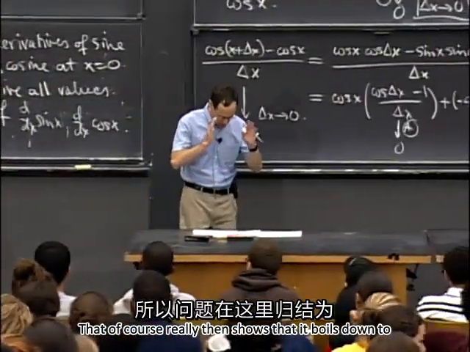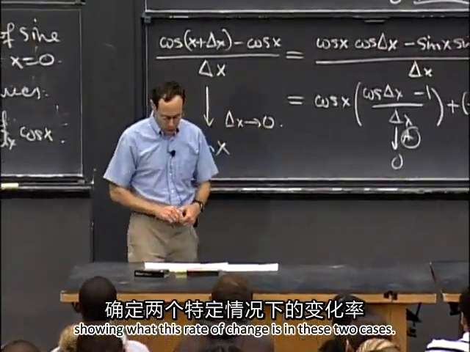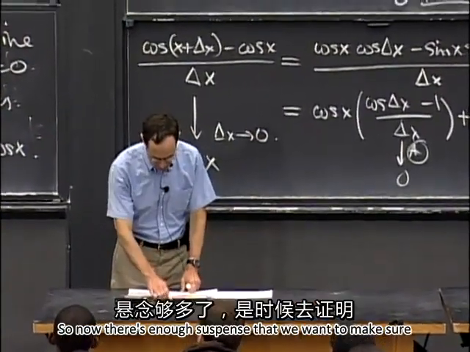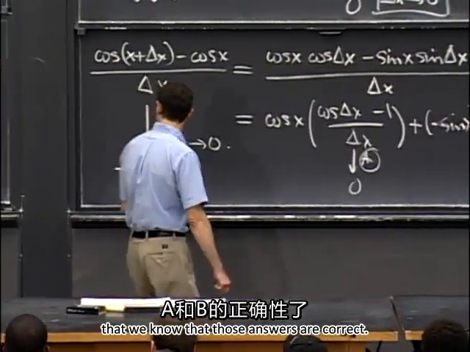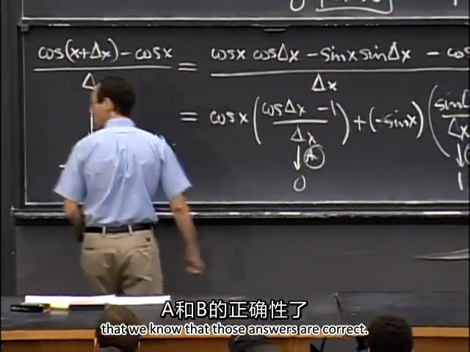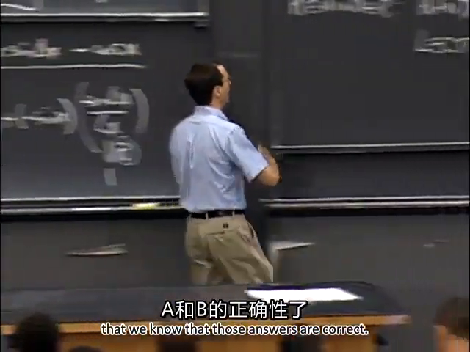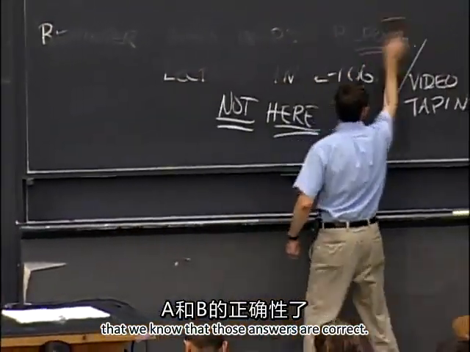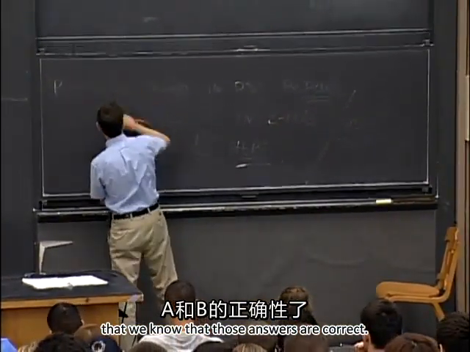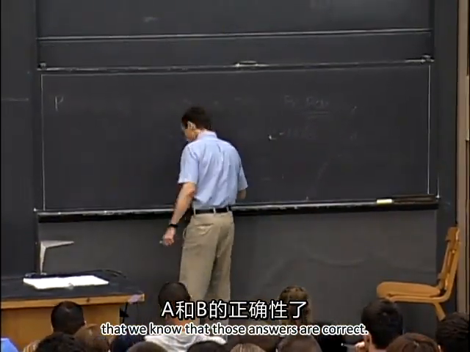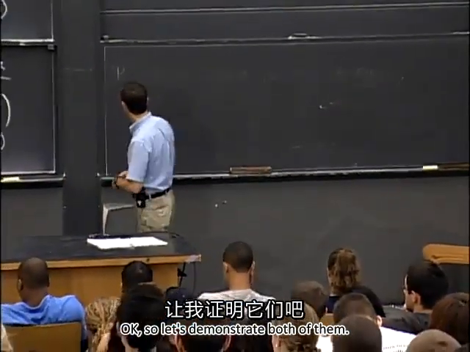That, of course, really then shows that it boils down to showing what this rate of change is in these two cases, A and B. So now there's enough suspense that we want to make sure that we know that those answers are correct. All right, I think the erasers are over here. Okay, so let's demonstrate both of them.